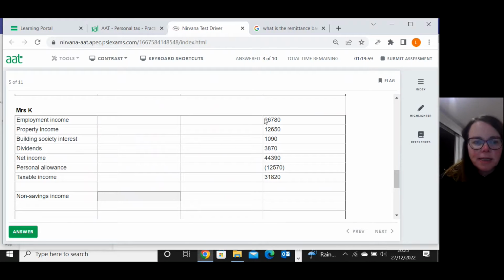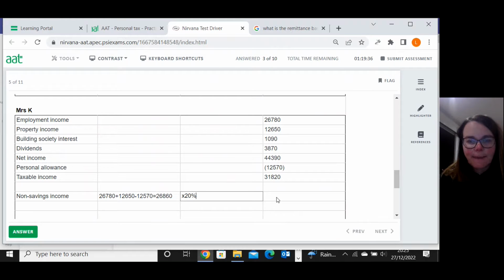Right, so let's work out what it is. So we've got 26,780 plus 12,650 minus 12,570. So that comes to 26,860. That's taxed at 20%, which is 5,372.